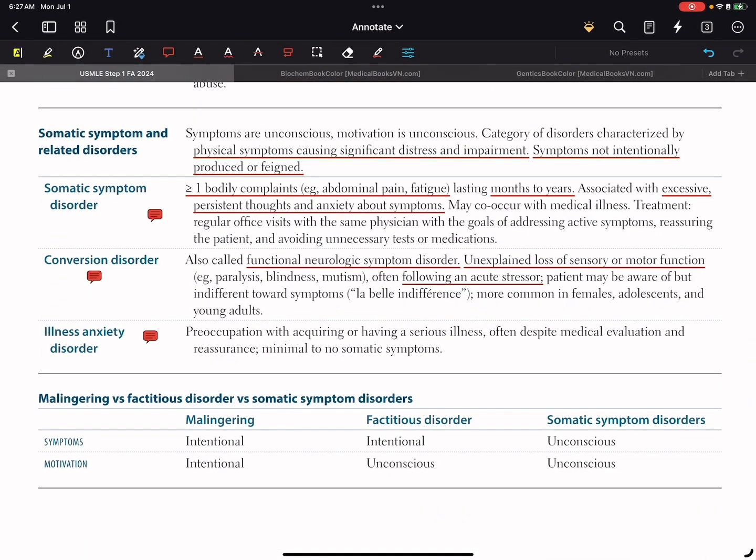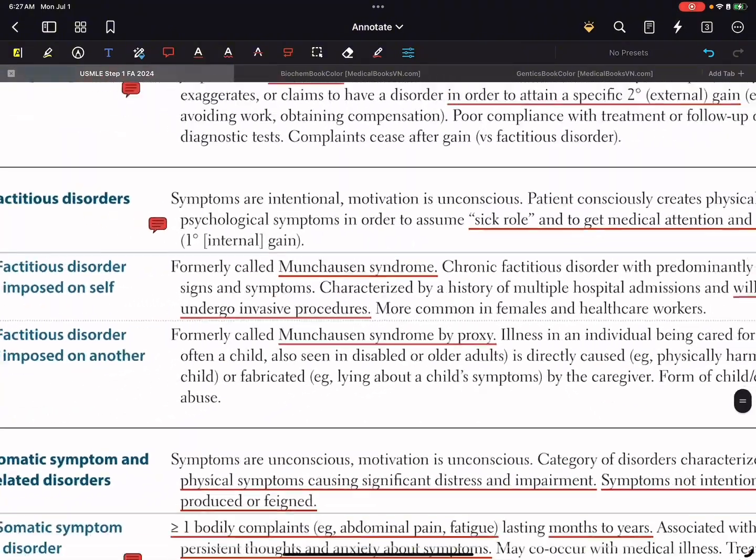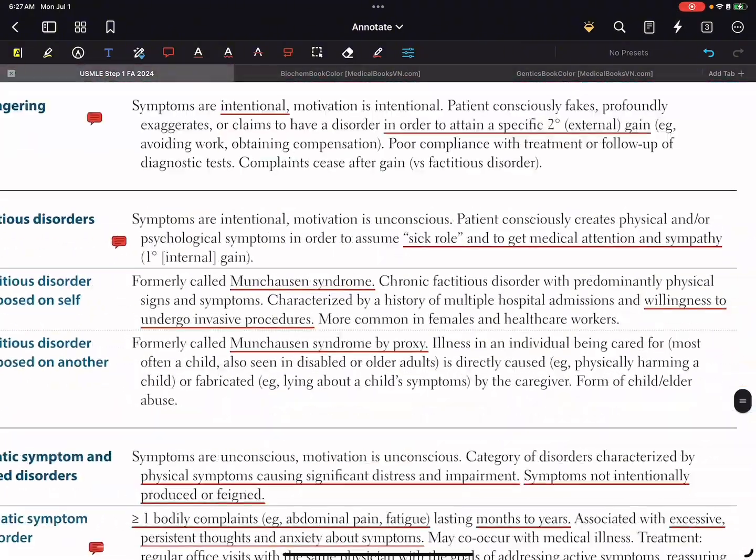Somatic symptom disorder: symptoms are unconscious, motivation is unconscious. So there, symptoms are unconscious and motivation is unconscious. Here, the motivation is unconscious, but the symptom is intentional. Here, the motivation is intentional and the symptoms are intentional. Okay. Somatic symptoms, both are unconscious.